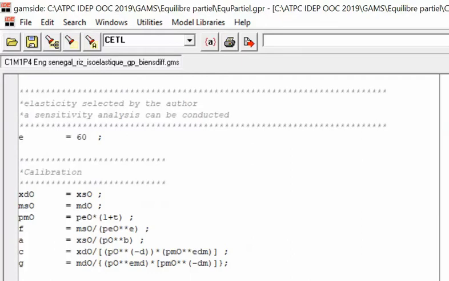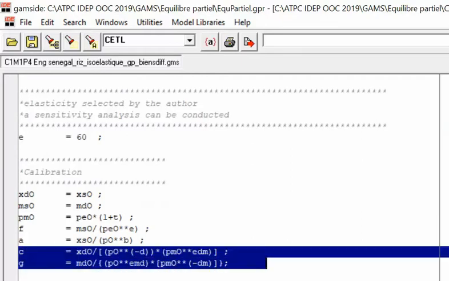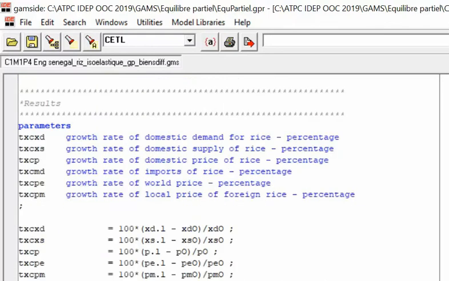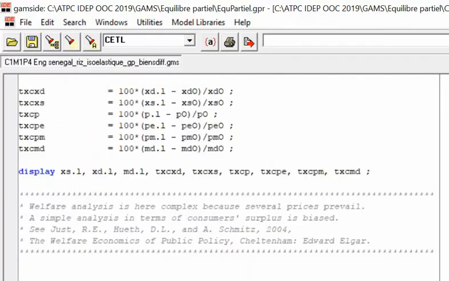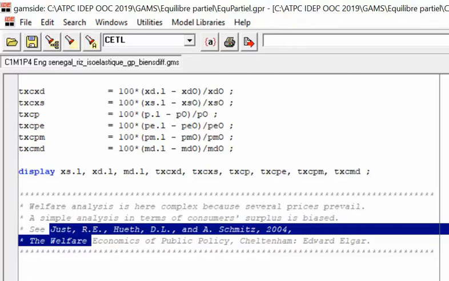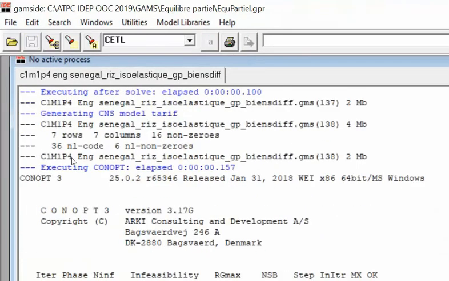In the beginning of the program, the big change concerned the calibration of the size parameters of both demand functions. You notice that you've got two prices at a power in the denominator, so you've got to write brackets to be sure that all this is in the denominator. At the end of the program, we do not make a welfare analysis because it's more complex, and we do not have enough time to explain how to do it. If you want to do a welfare analysis, you must check this reference, a book by Just, Hueth, and Schmitz. It's a very good book entitled The Welfare Economics of Public Policy, and it explains how to make this welfare analysis with two substitutes.